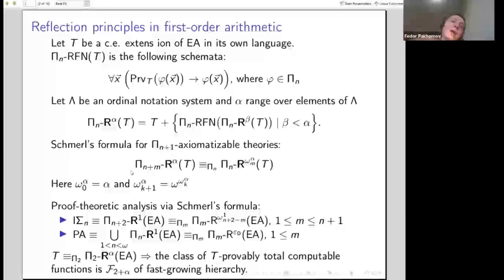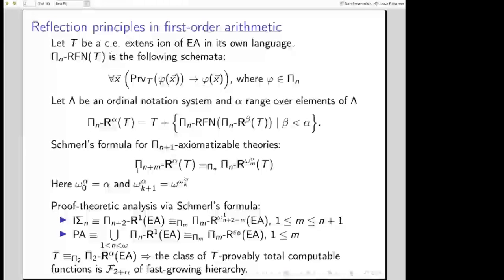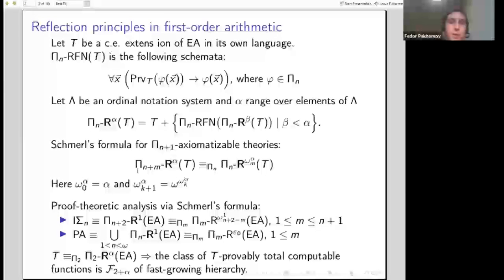So if you have iterations of Π_{n+m} reflection along some ordinal alpha, then the theory will be Π_n conservative over iteration of Π_n reflection along the ordinal omega_m(alpha). So basically, we put m many omega exponentiations below the ordinal alpha. So we're trading off one level of this arithmetical hierarchy in the reflection with one omega exponentiation.